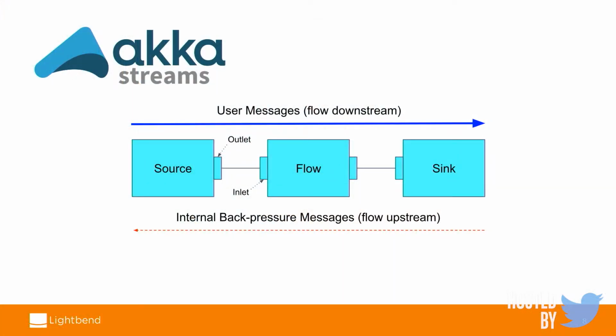Each one of these components, you need at least a source and a sink, obviously. A source has one outlet, a sink has at least one inlet, and then you have this arbitrary number of flows in between. And messages obviously flow downstream from the source to the sink, but you also have this other channel that's going upstream. And this is for the backpressure protocol in Akka Streams, which we'll talk about in the next slide.